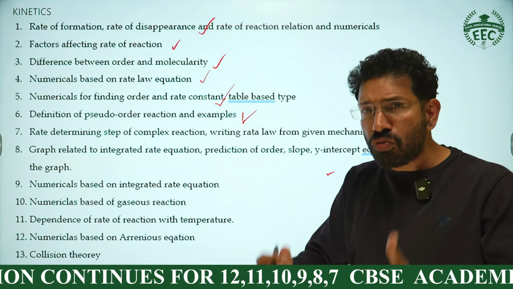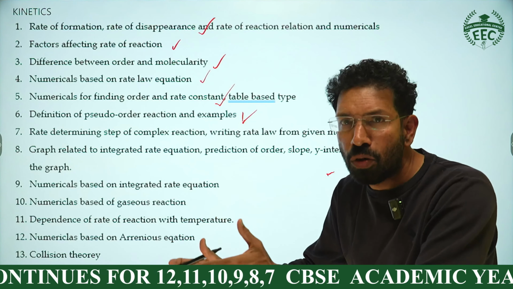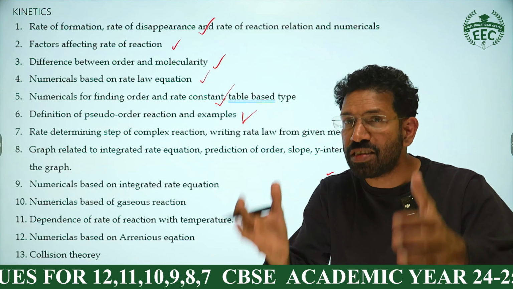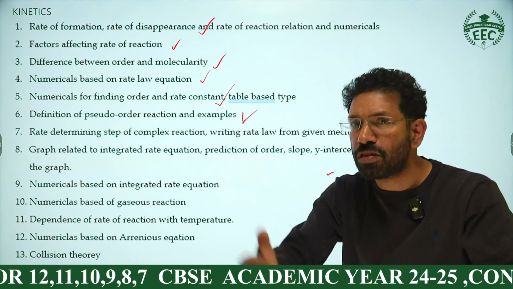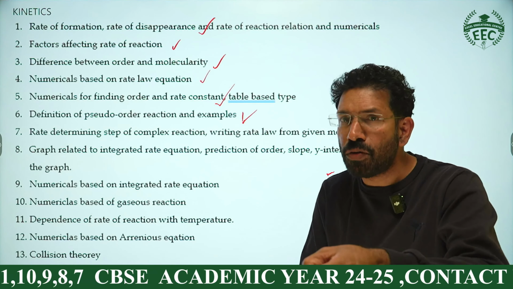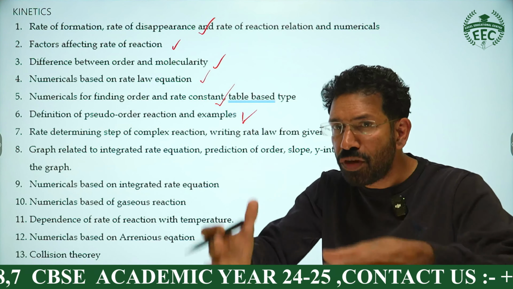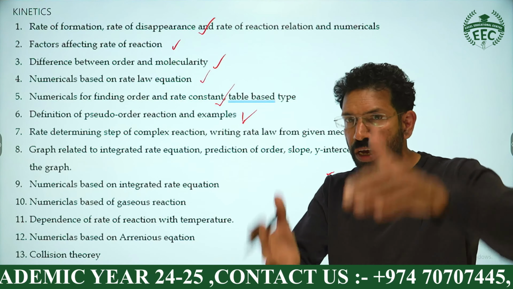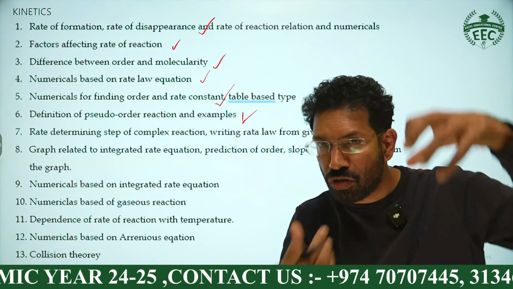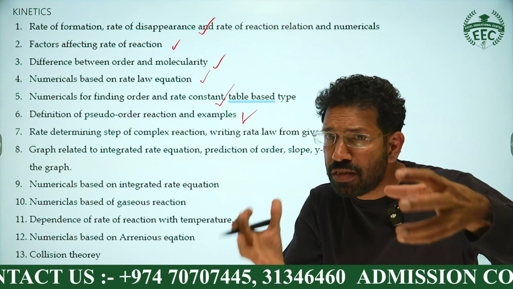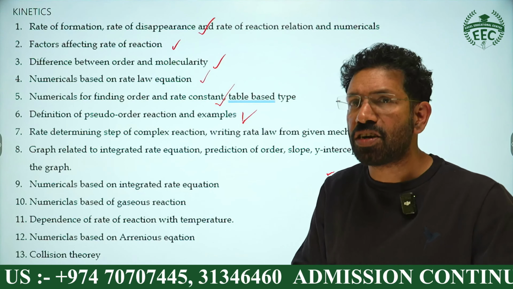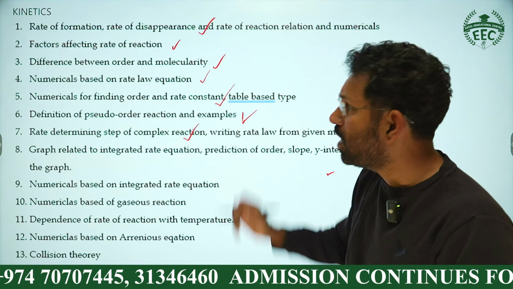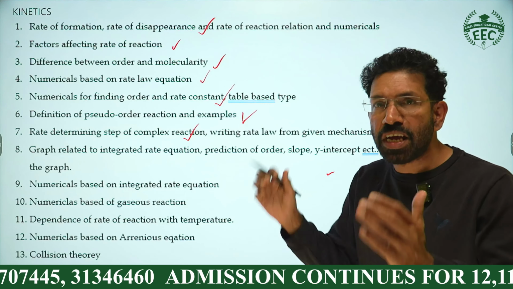Then they may give 2 reactions, and one reaction they may give as slow and the other one as fast, and ask which is the rate determining step. We know that the slow step is the rate determining step. And one more important thing, molecularity of the slow step is equal to the order of the complex reaction. We know a complex reaction takes place in 2 steps, and the slow step is equal to the rate determining step, and the molecularity of the slow step is equal to the order of the complex reaction. That you have to remember, and that they can ask. Okay, rate determining step and everything.